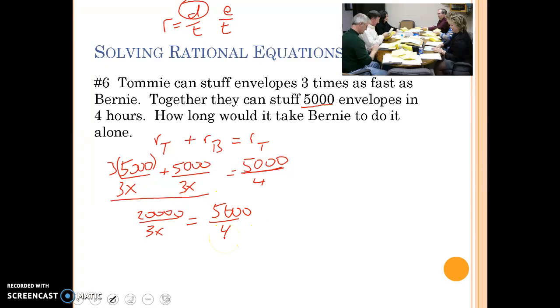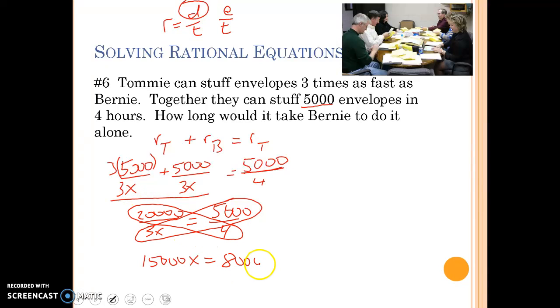And now I'm going to cross multiply. If I take this cross product here, 3 times 5,000, well, that's 15,000 times x. That equals my other cross product. 20,000 times 4 is 80,000. So if I divide both sides by 15,000, I'm going to get that x is 5 1/3. But I want to make sure that I'm answering the question. I didn't have the 3 here originally, so Tommy doing it by himself would take 5 1/3 hours.